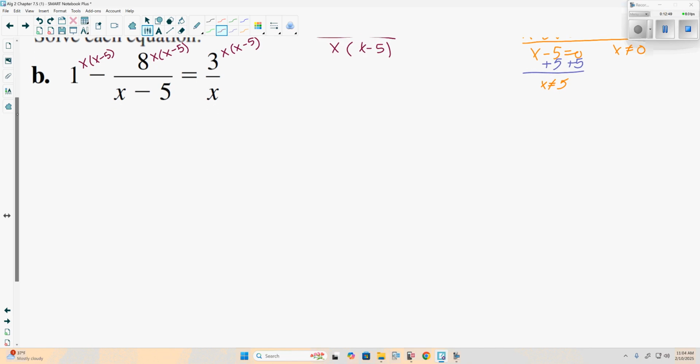Now with our 1, nothing's going to simplify out. We're just going to have 1 times x, or just x, times our x minus 5. Minus, in the middle term, our x minus 5 and x minus 5 will cancel, leaving us with 8 times x, or 8x, is equal to, and in our last fraction, the x and x will cancel, telling us that we have 3 times our x minus 5.